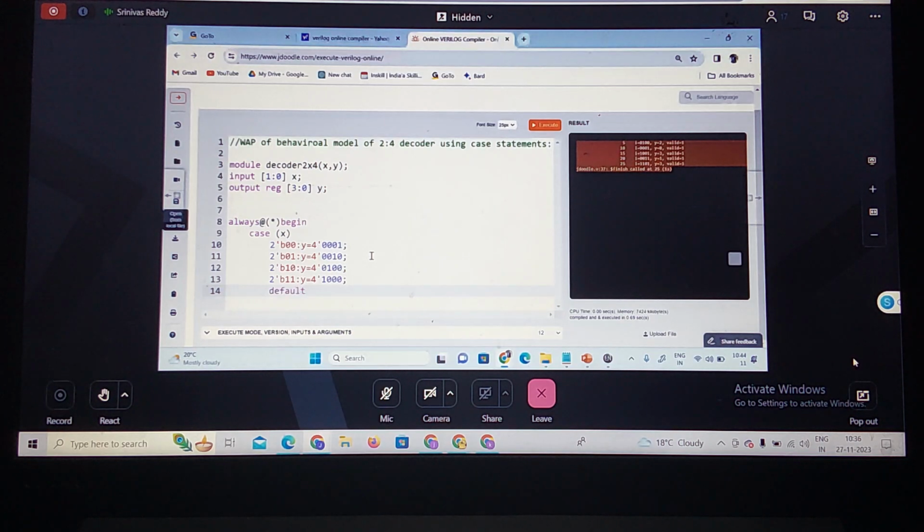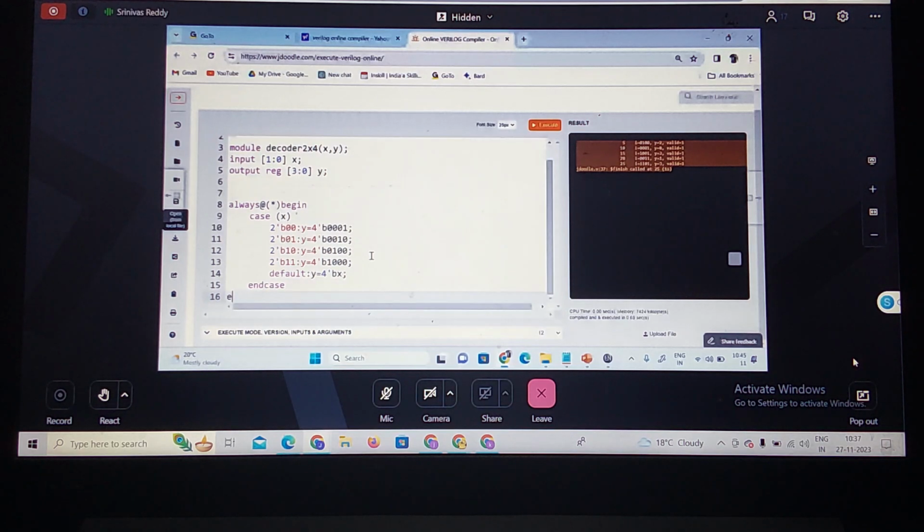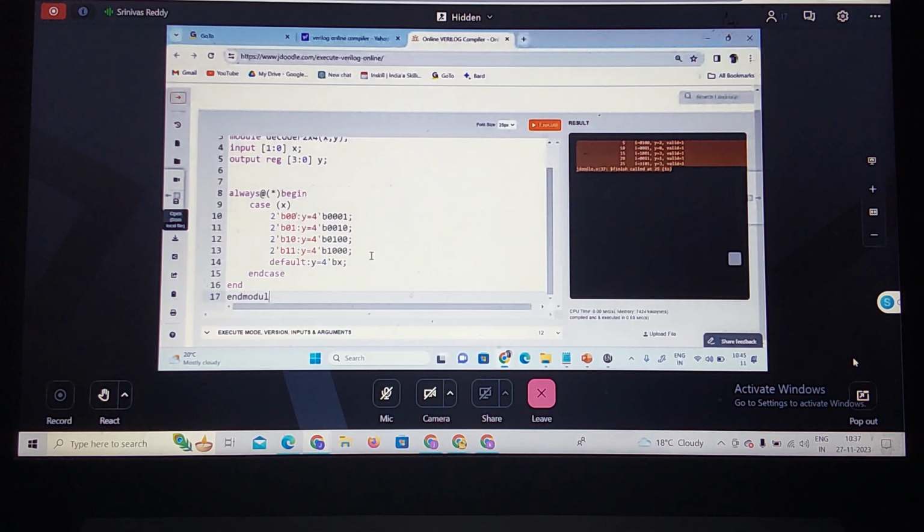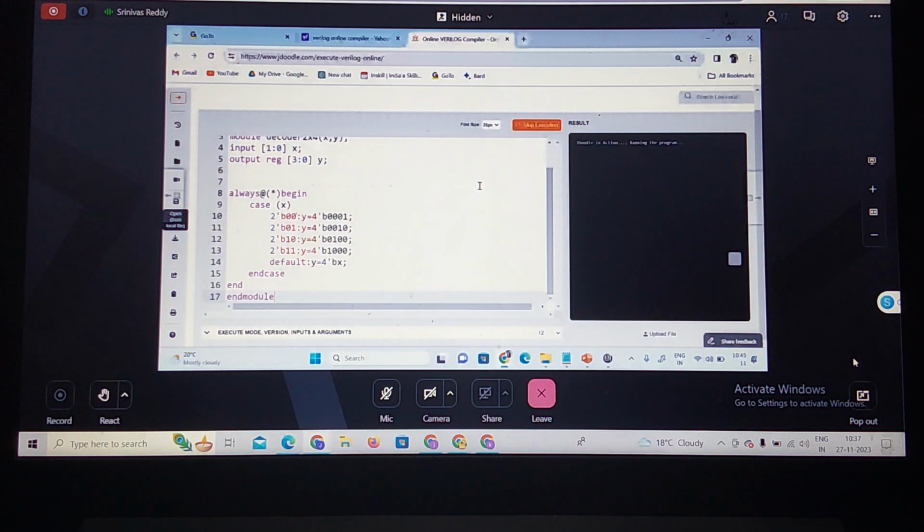Default. So Y is equal to 4 tick B X. Yes, I need to write the B for binary. Correct. Next, what do I need to do in the case? Then end the case, and end the always. Is it clear? This is the case statement. Now let us run it for syntax errors.